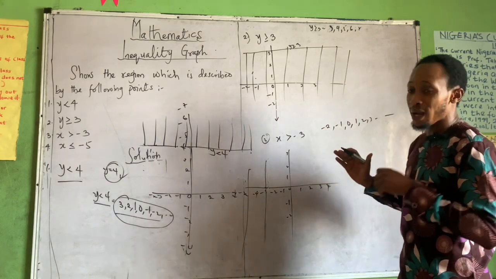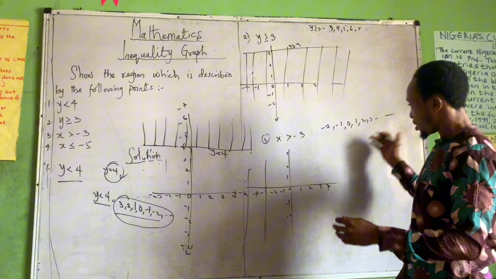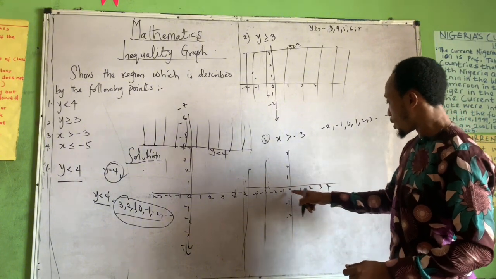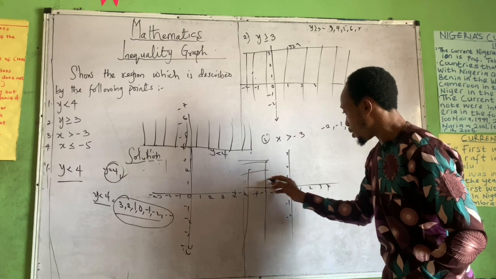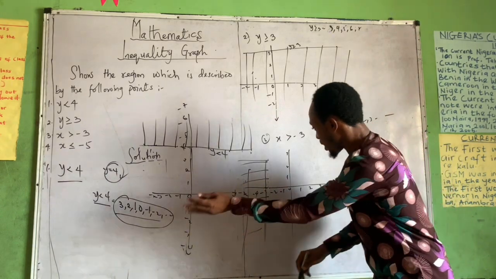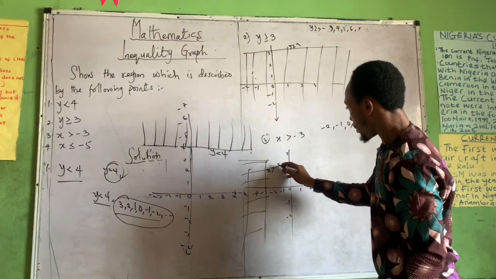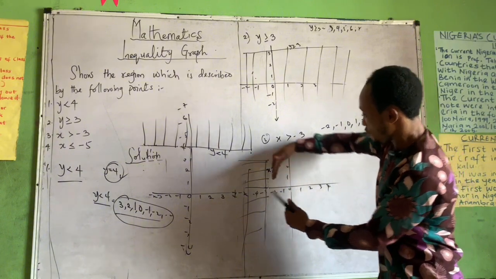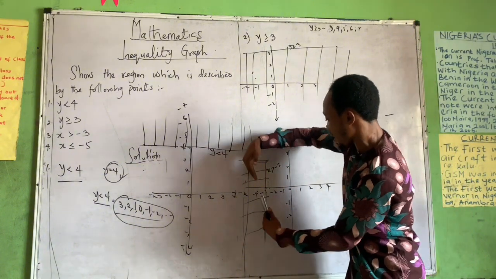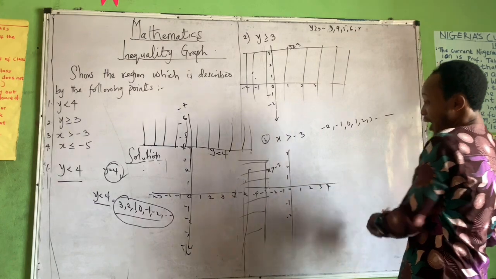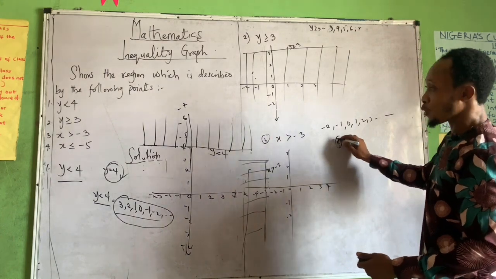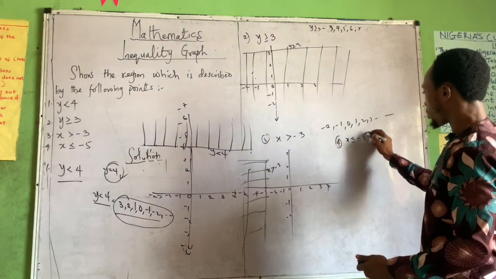The ones that are not required are the ones that are not this. So minus 2, minus 1, and so on are all required. So these places are not required. So our x greater than minus 3 is this, because these places are not required. It means that our values from here are required. Then the fourth one is x less than or equal to minus 5.